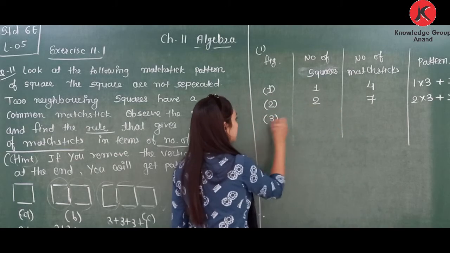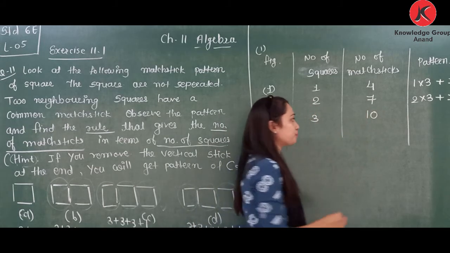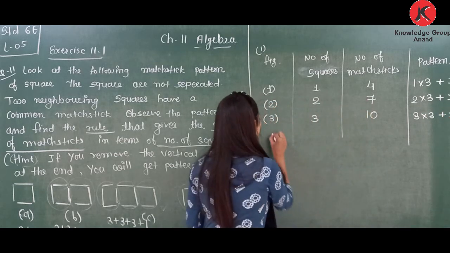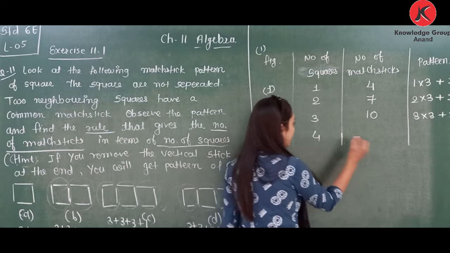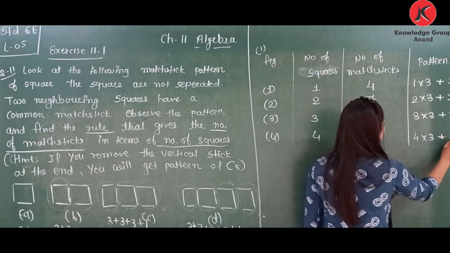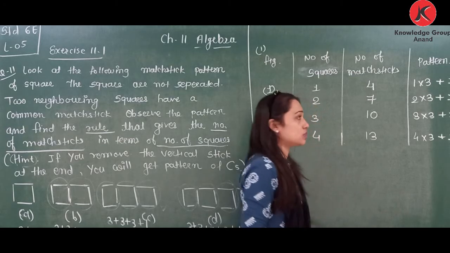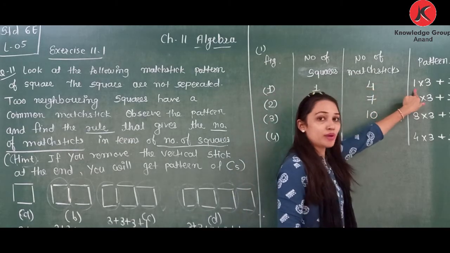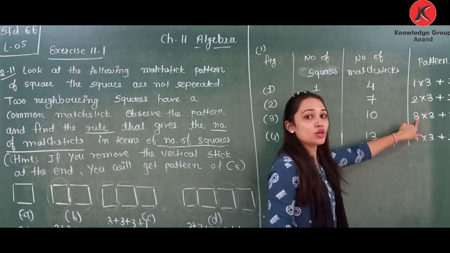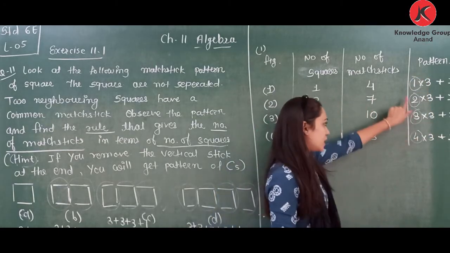For the third figure, we have 3 squares and for that we need 10 matchsticks. So we can write 3 multiply 3 plus 1. For the fourth figure, we have 4 squares and the number of matchsticks is 14. So 4 multiply 3 plus 1. Now you can see here only the number of squares is changing. For 1 square there is 1 in the multiplication, for 2 squares there is 2, for 3 squares it is 3. So this number is the only one changing, so we can use it as a variable.